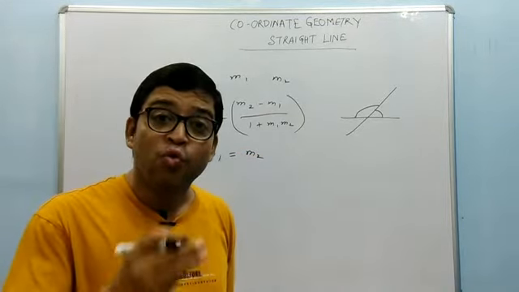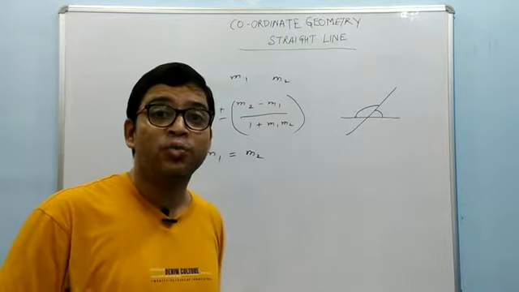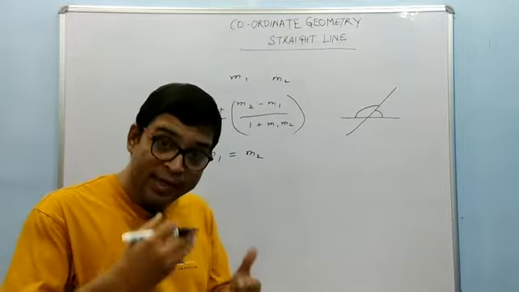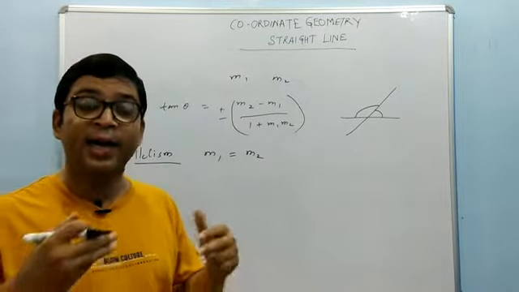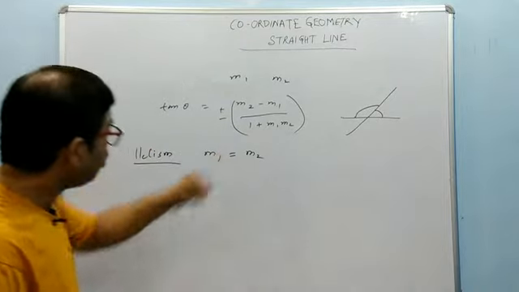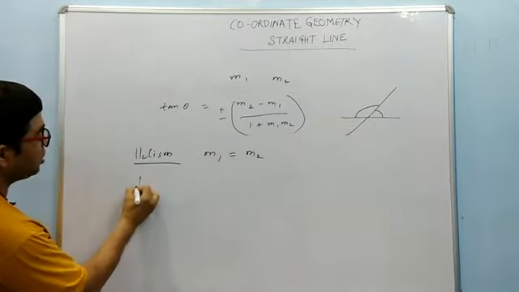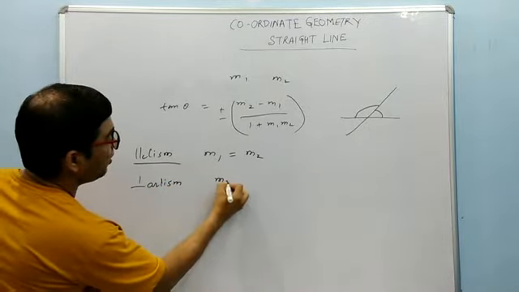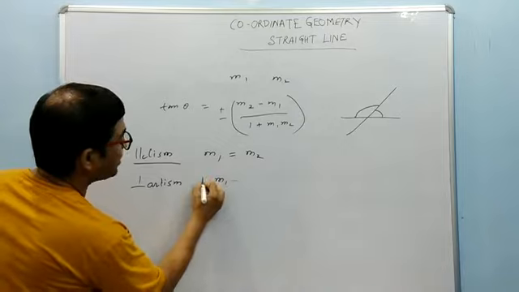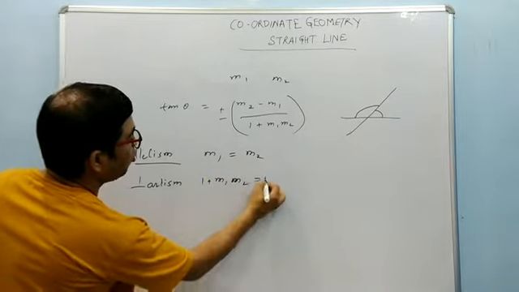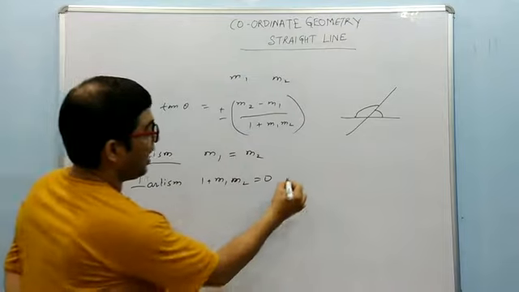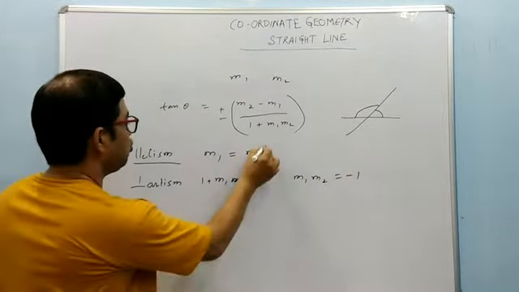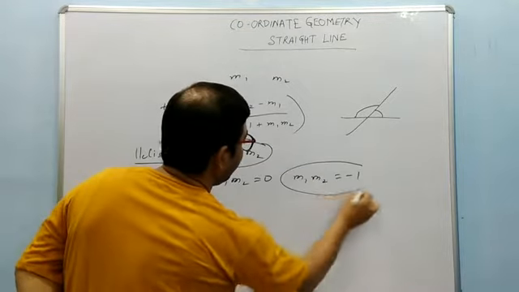Now you see, if two lines are perpendicular to each other, what does this mean? Theta is going to be 90 degrees. Tan 90 degrees is infinity. So the denominator part, this is for perpendicularism, 1 plus m1 into m2 is going to be 0, the denominator part, and which is giving us m1 into m2 is equal to minus 1. These two important results we are deriving here.